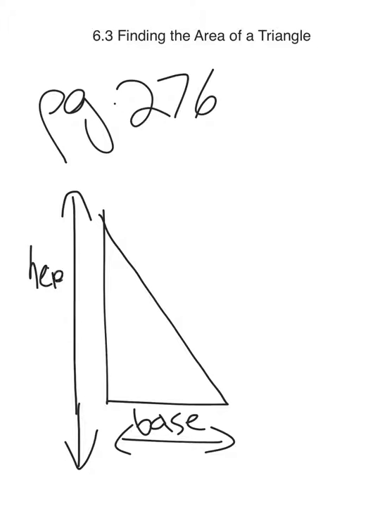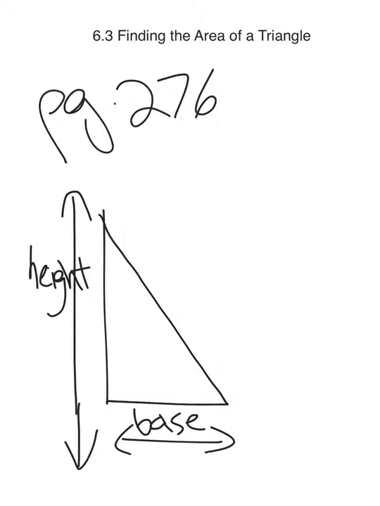If one of them is identified to us, we can find the other. So if the question gives you the height, you can find out where the base is. You just have to find out which line goes directly perpendicular to that line. We're on page 276 of our textbook, if you are following along.